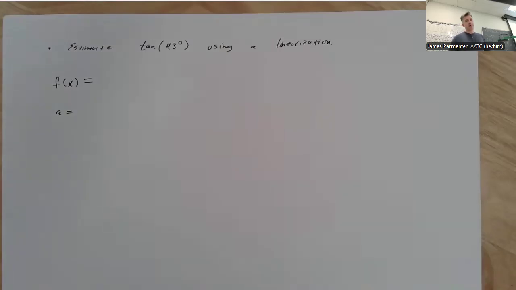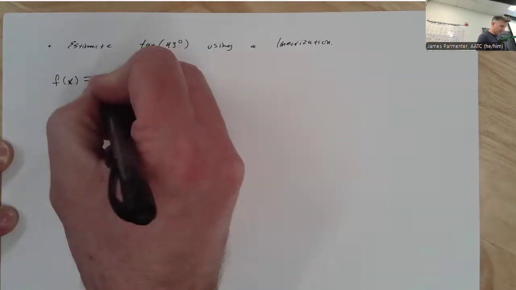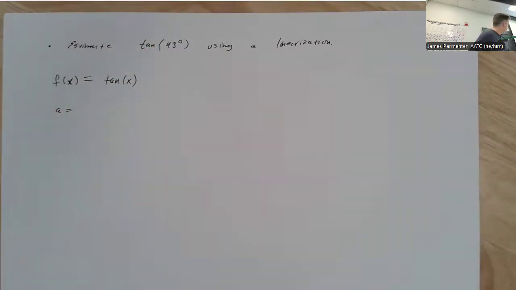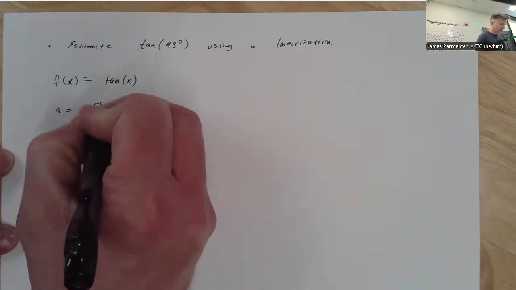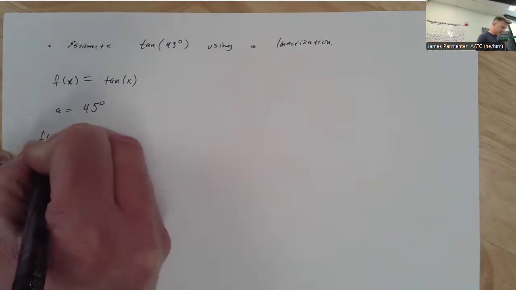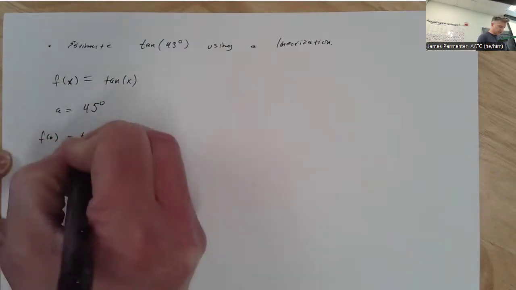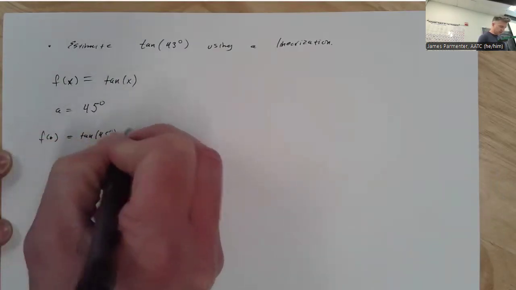It should be something that you know how to take tangent of, or that you know you're supposed to know how to take tangent of, which I guess kind of gives away the first part. My f of x should be tangent of x. And what's an angle close to 43 degrees that we can take the tangent of and get a nice value out? 45 degrees. What is tangent of 45 degrees? Yep, it is 1. So f of a is tangent of 45 degrees, which is 1.